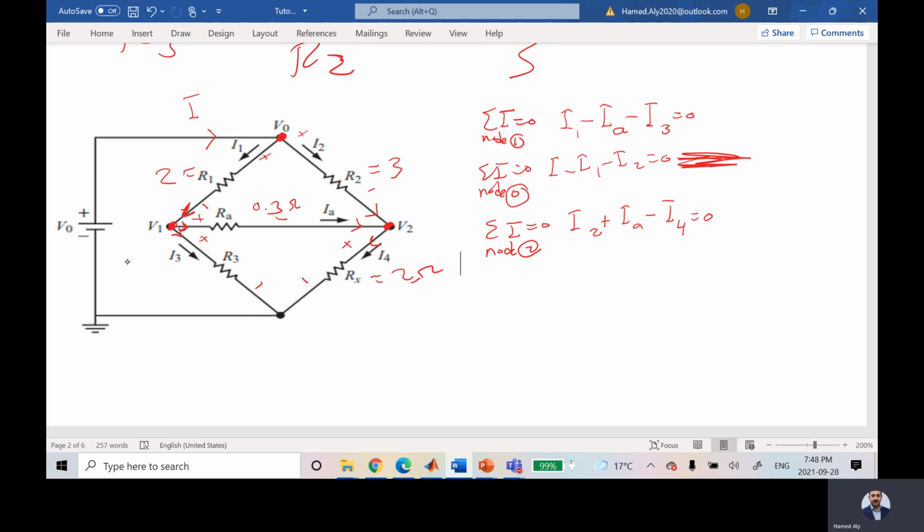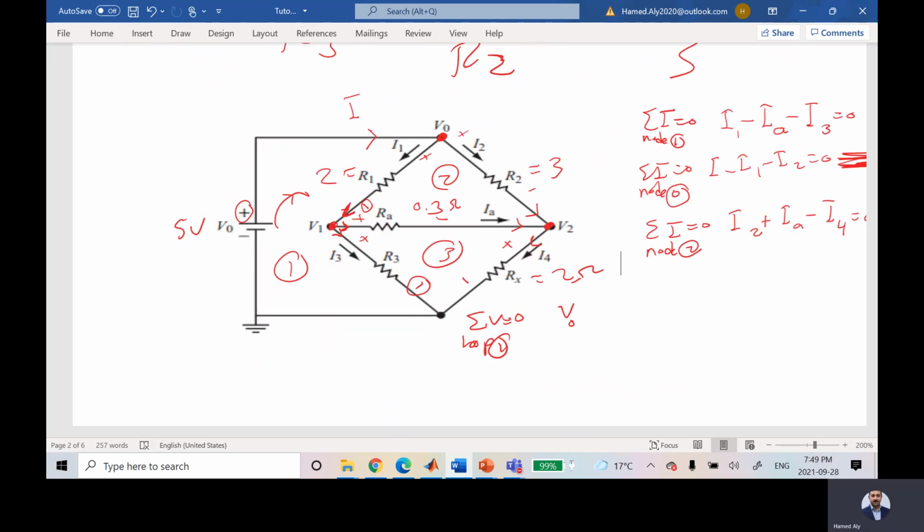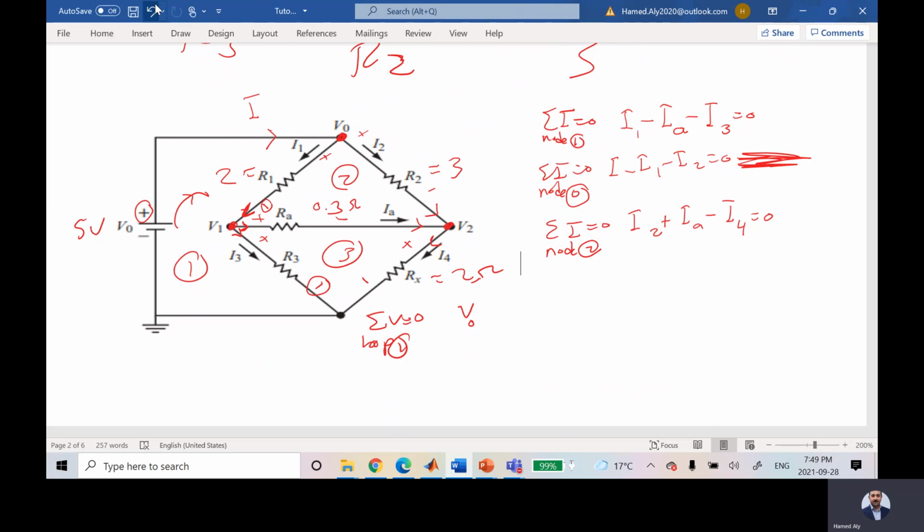So imagine that this is loop number 1, this is loop number 2, this is loop number 3. So summation V is equal to 0 for loop 1. So I'm moving in that direction. The second sign is positive. The second sign here is negative. The second sign here is negative. So I will say V0, which is given. I don't remember its value, which is 5. I don't like to write unknowns, so I will write it 5.